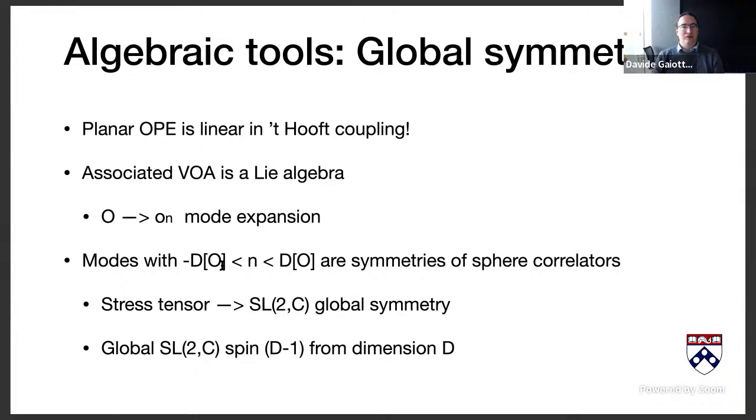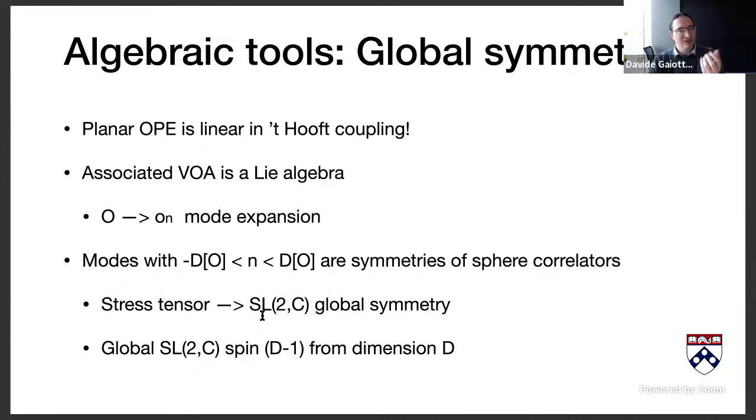So if you have a correlation function on CP1, these modes give you a symmetry. You can say, okay, I take this mode, the sum over all possible ways to act the mode on the local operators on my sphere is zero. So I get a symmetry. For example, the stress tensor has three modes in this range, from minus one to one. And these three modes are just the generators of the global SL2 symmetry rotating CP1.